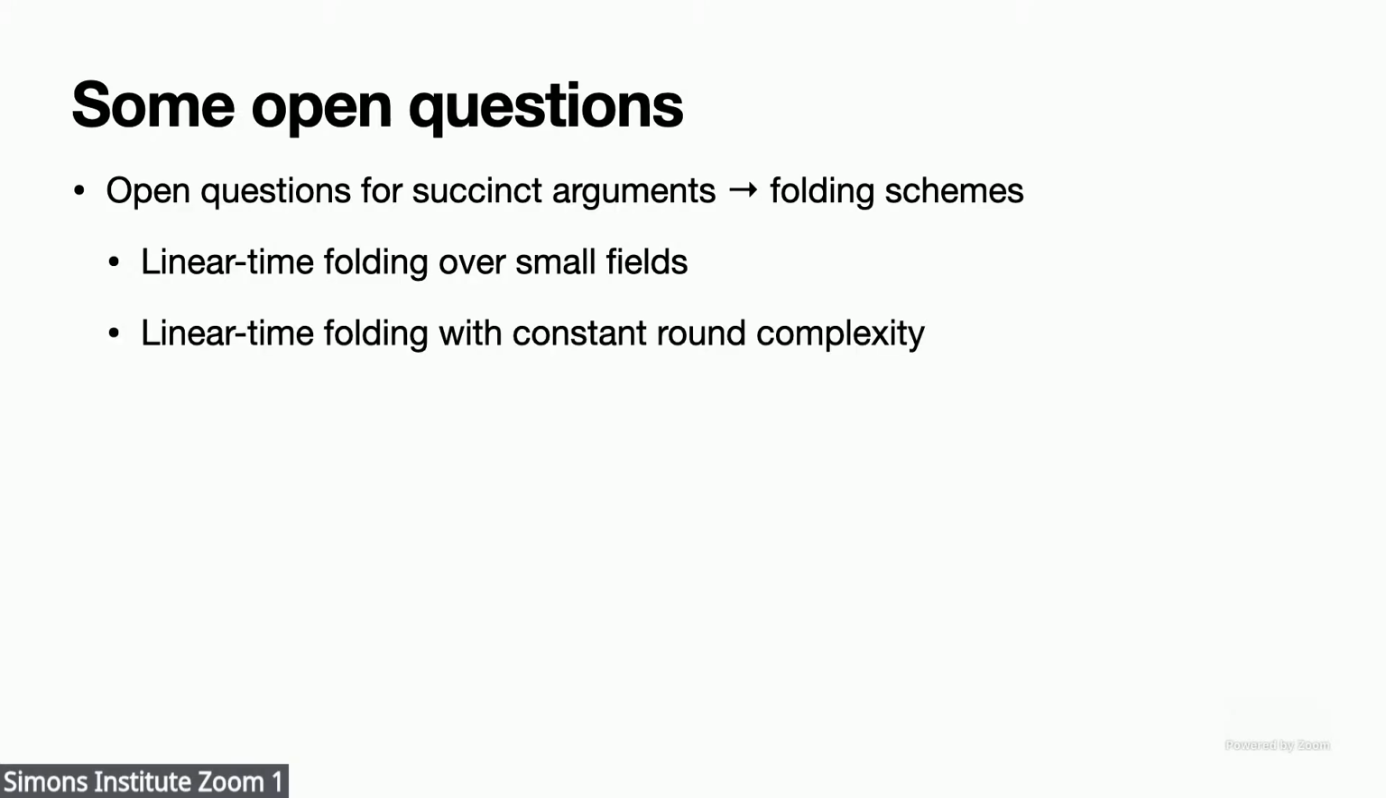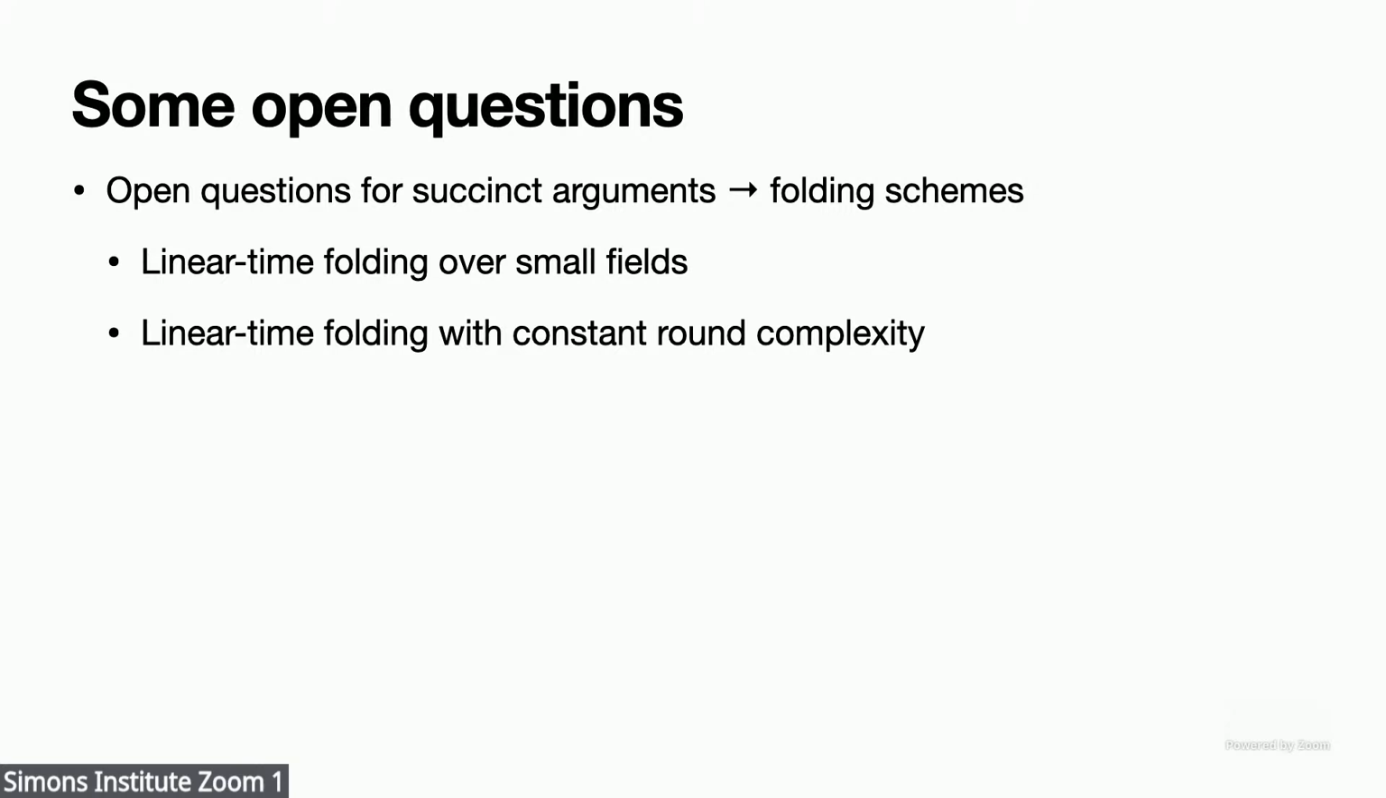Another example is linear time folding with constant round complexity. Again, we don't know how to do this with succinct arguments. Intuitively, for folding, the round complexity might depend on the number of things we fold, but it could be independent of the actual size of the statements that we're folding.